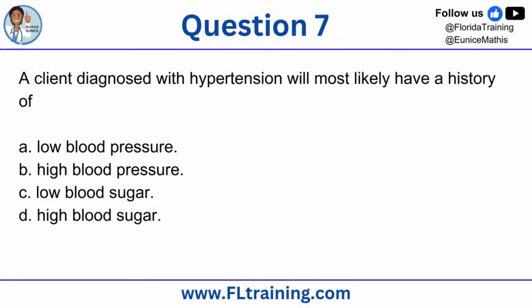A client diagnosed with hypertension will most likely have a history of A, low blood pressure, B, high blood pressure, C, low blood sugar, D, high blood sugar. Drop your answer in the chat and let me know what you think it is.